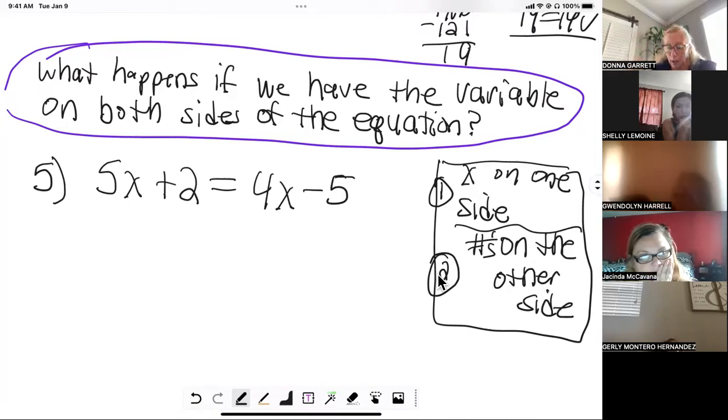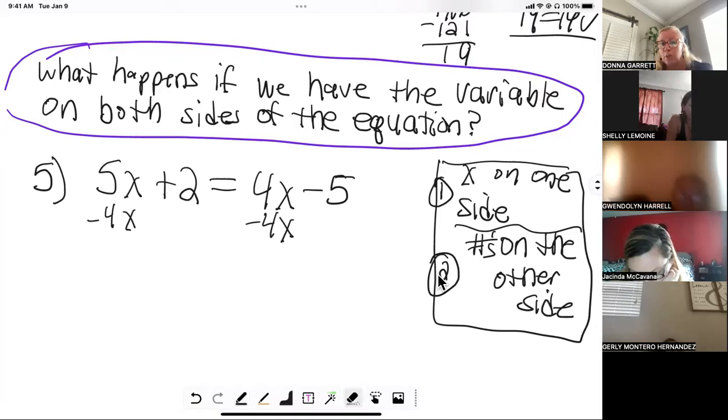All right, so what do I mean by that? Well, I'm going to move this 4x over to the 5x. I'm going to combine like terms, but by moving it over. So in order to get rid of 4x, I'm going to subtract it to make it 0. But that means I have to also subtract it from the 5x. And notice how I line them up under each other. The x's should line up under each other.